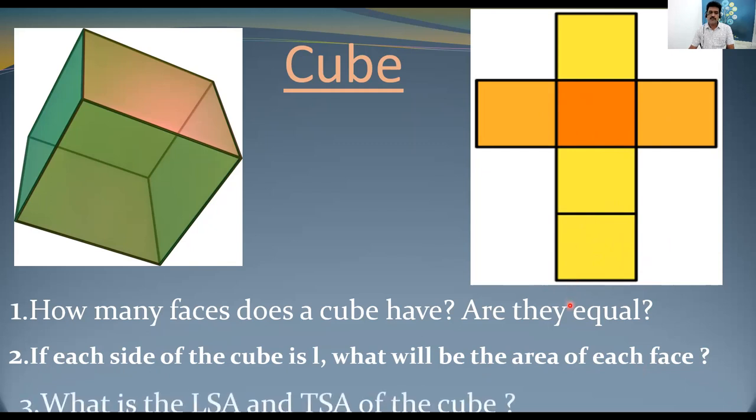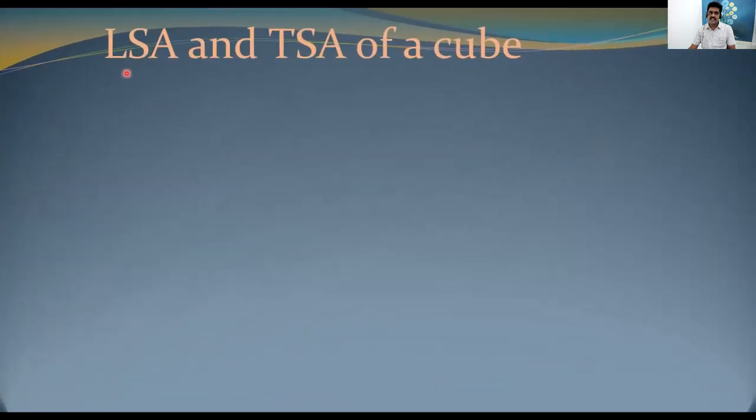Okay. Now, what is the lateral surface area and the total surface area of the cube? By this time you might be known about the lateral surface area and the total surface area. Why? Because you are too intelligent, you might have calculated what is the lateral surface area of a cube and what is the total surface area of a cube. Why? Because, as I said already, one face area is L square. Okay, let us see. Then in the next slide, what is the lateral surface area and the total surface area, LSA and TSA of a cube.